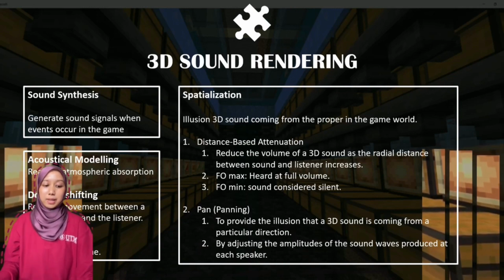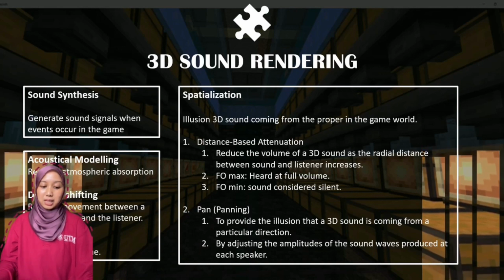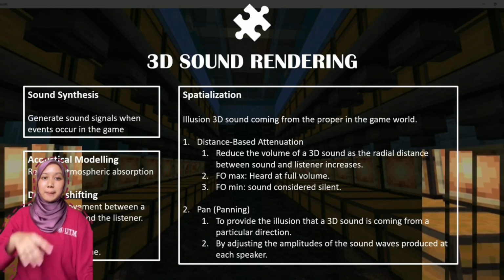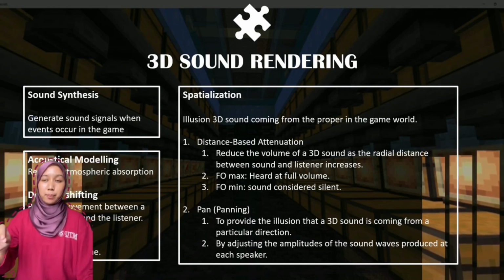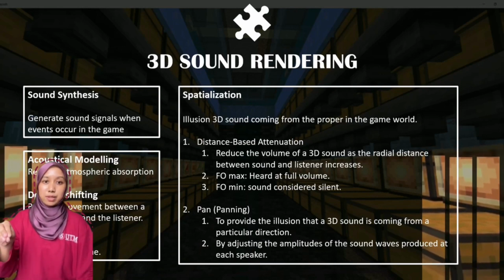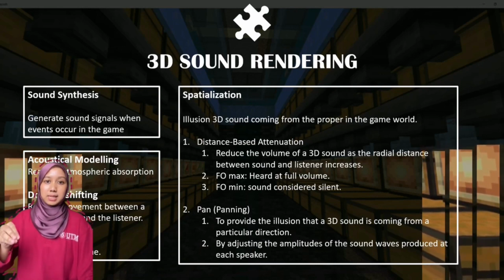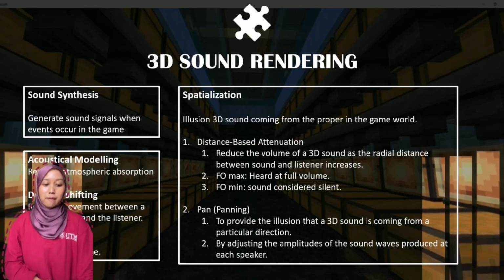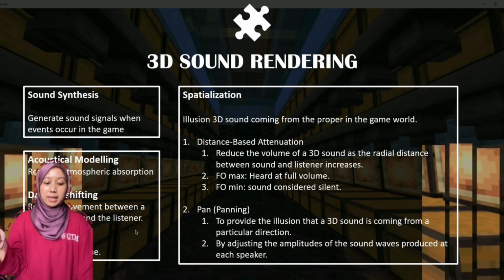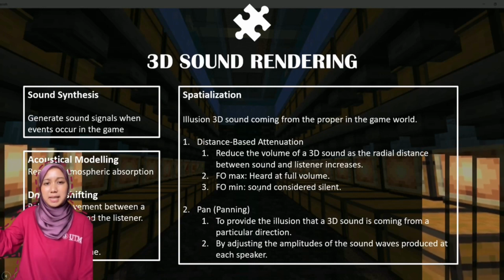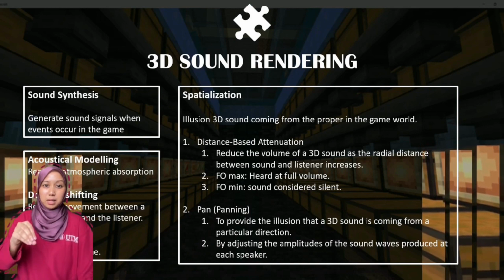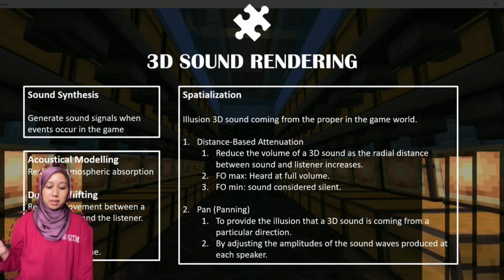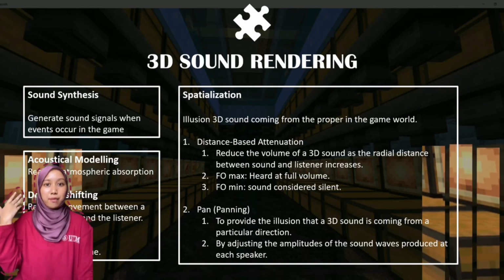There are two types. The first one is the distance-based attenuation. It's to reduce the volume of 3D sound. Imagine a circle, and at the center of the circle, there is a sound source. So when the player comes near to the sound source, the volume will be heard fully. Then there is the falloff, when the sound is considered silent, meaning that the player is far away from the source of the sound. And then the second one is the panning or pan. It provides the illustration of where the sound is coming from, either the left or the right.